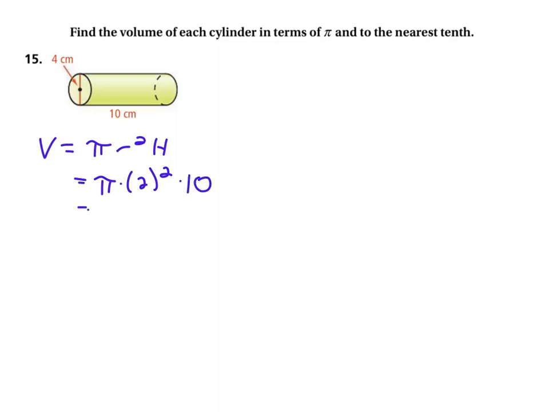Okay? And so we get 2 squared is 4. 4 times 10 is 40. So we get 40 pi centimeters cubed.